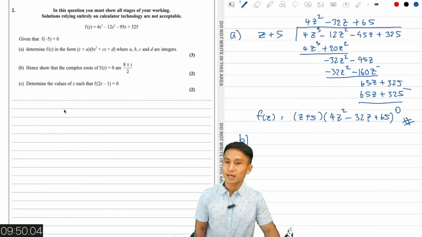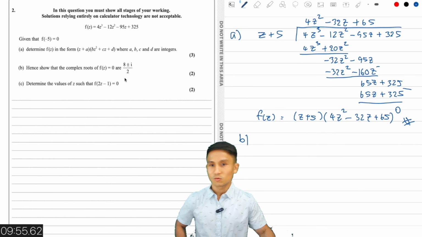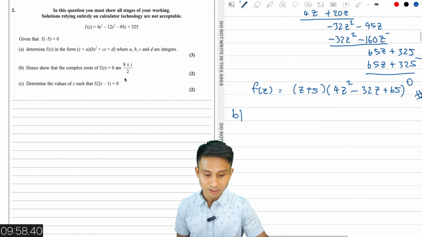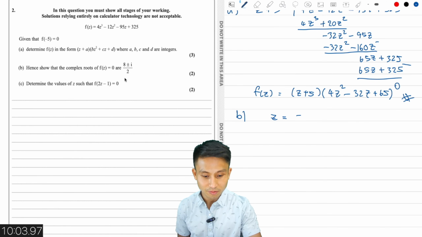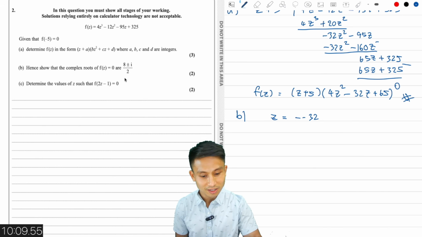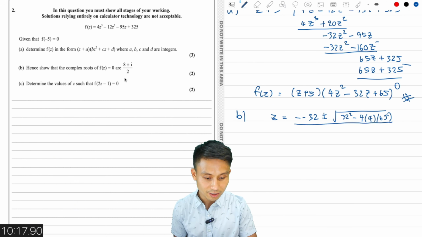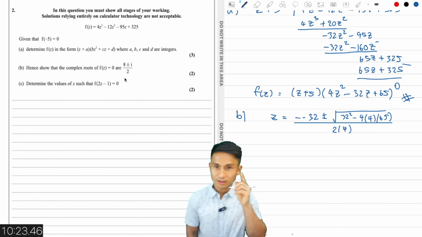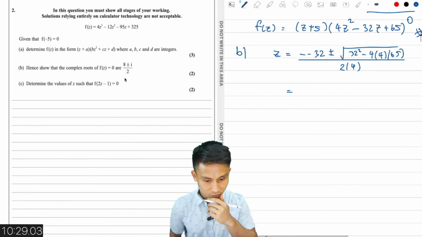Part B. Hence show that the complex roots of f(z) equals 0 are that. Well, basically we just solve the quadratic there. Okay, so solving the quadratic, just use z equals minus b, minus 32, because minus b there, plus or minus square root of b squared minus 4ac, just focus on the quadratic, divided by 2 times a. And then we should expect to get 8 plus or minus i divided by 2. It's a complex root there.